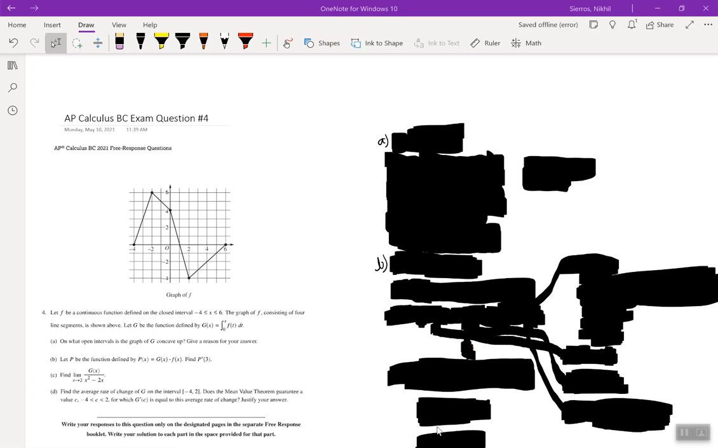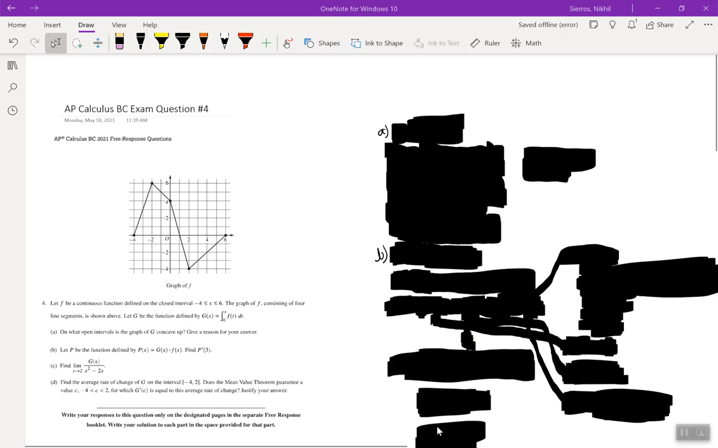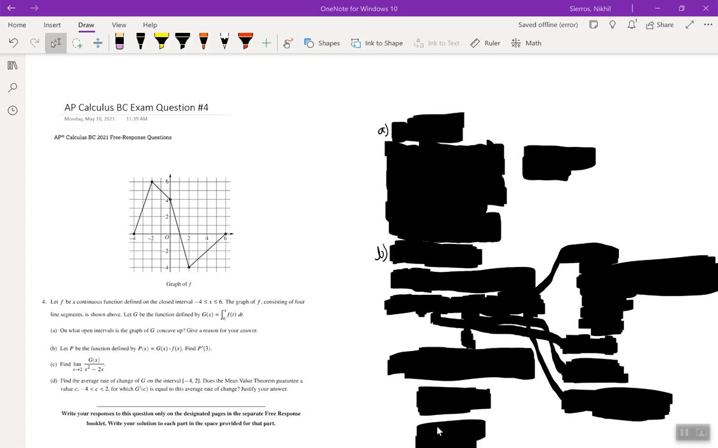Hey everyone, so today we're going to be working on problem number 4 from the AP Calculus BC 2021 free response questions from the exam. Question 4 reads as such. Let f be a continuous function defined on the closed interval -4 less than or equal to x less than or equal to 6. The graph of f consisting of 4 line segments is shown above.